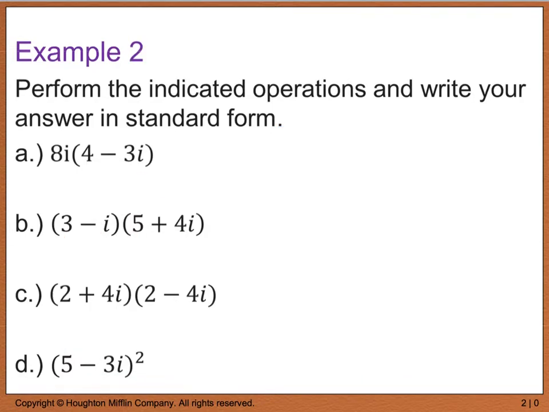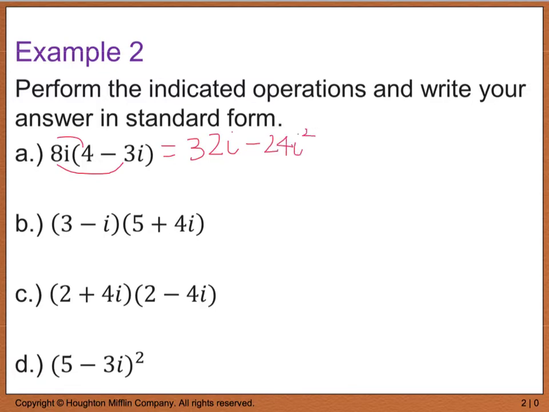Now for example 2, we want to go ahead and distribute. Like I mentioned earlier, we're going to use the distributive property. So I'm going to take 8i and multiply it by the 4. So that's going to give me 32i. Now I have 8i times a negative 3. So this is a negative 24i squared.